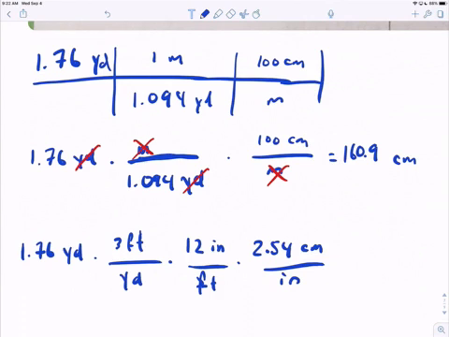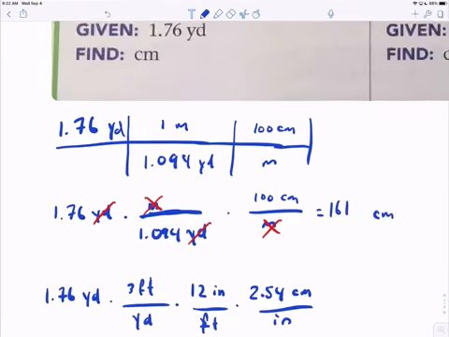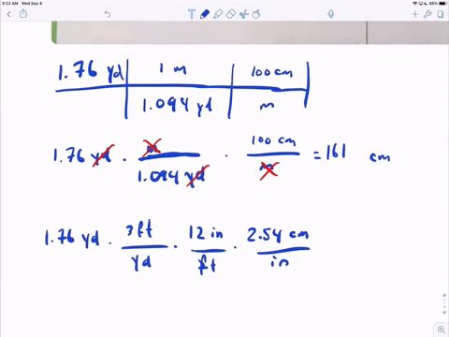Wait a second. Oh shoot, it's 3 sig figs. Sorry guys, I'm really off today. This is 161 centimeters. I just caught that: 1.76 yards has 3 sig figs.